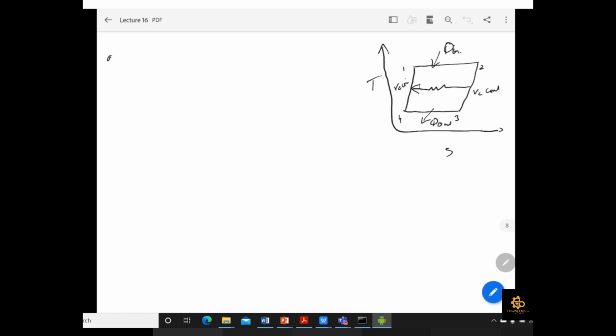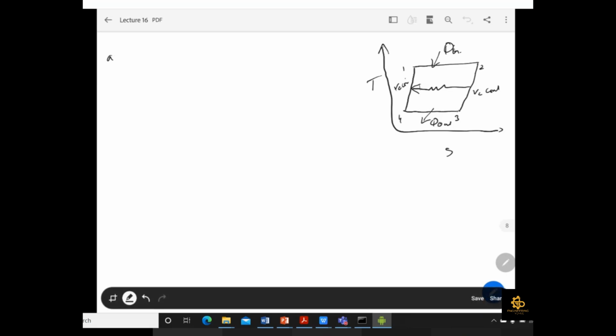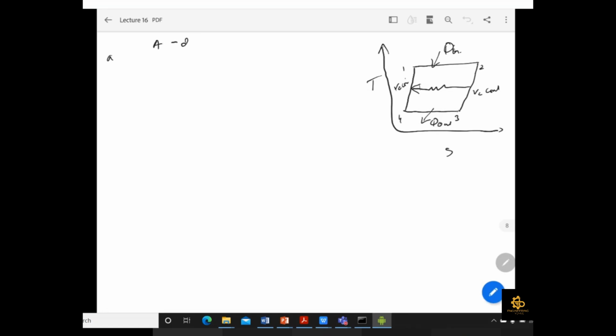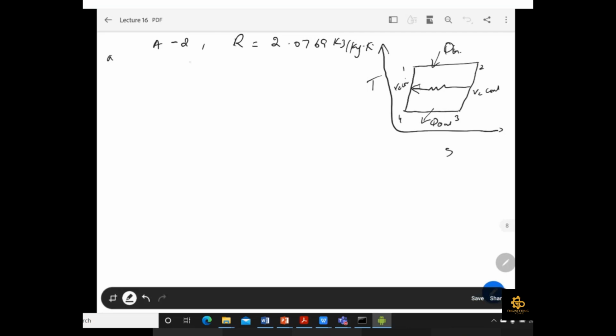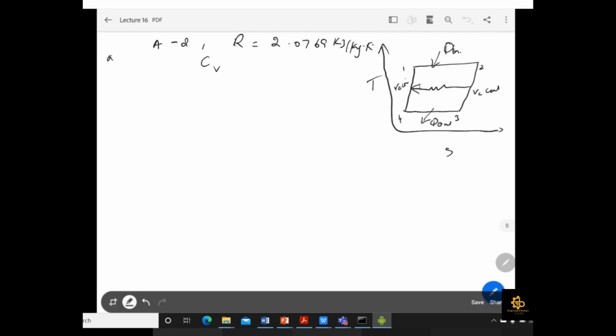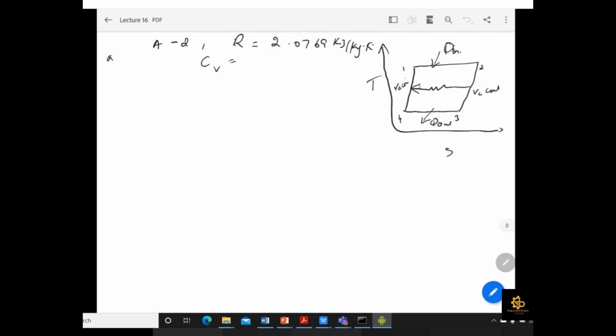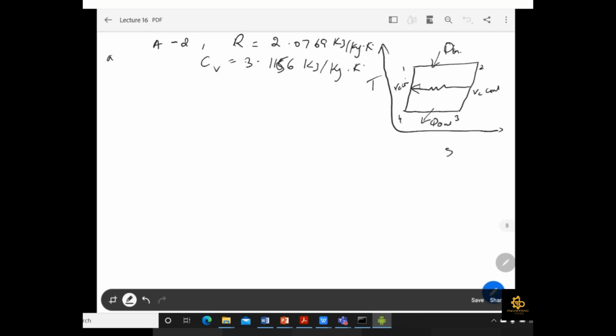Now coming towards the solution of part A. Before this, we have to find some properties related to helium. For helium, you just go to table A and find the value of the gas constant R, which is 2.0769 kilojoule per kg Kelvin. Also you can note down the value of Cv, because for the regeneration heat we need Cv, since it is at constant volume. That is 3.1156 kilojoule per kg Kelvin. These are the values per kg.